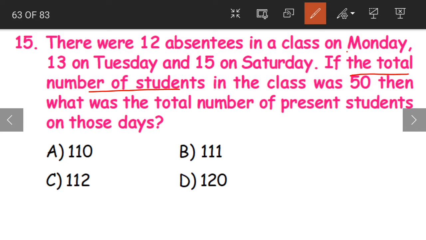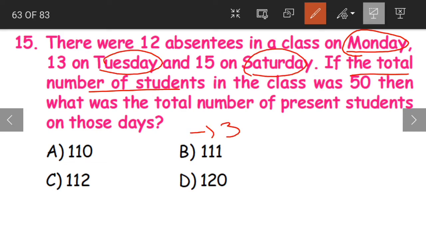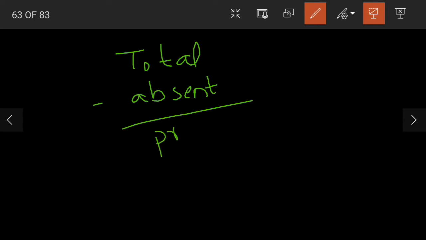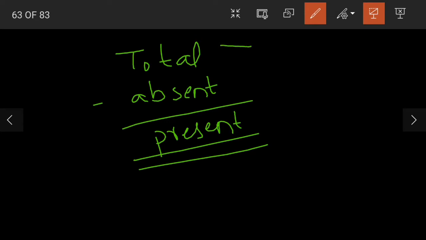On how many days? First count the number of days. 1, 2, 3. We are counting the total present students on 3 days. What is the total? How can we calculate the number of present? The total minus the children who were absent will give us the total number of students who were present. So for this we need to first find the total number of students. The total number of students in class is 50.